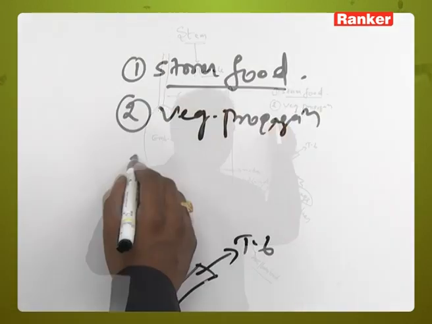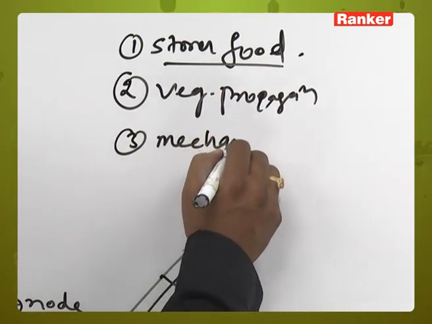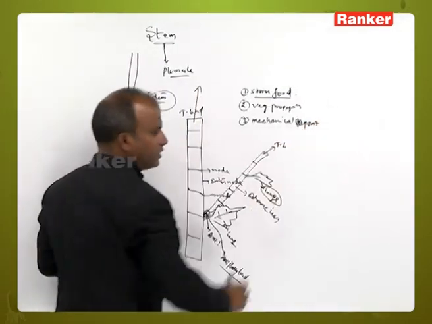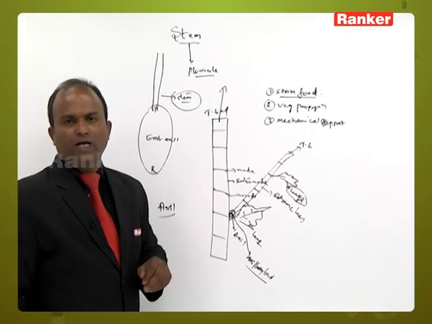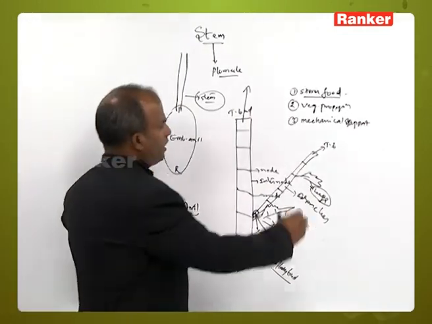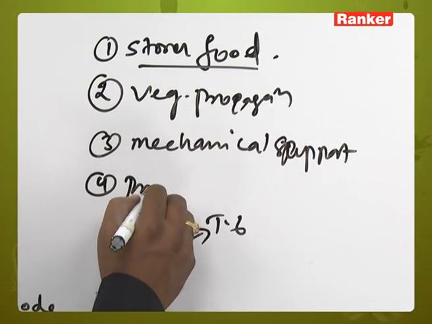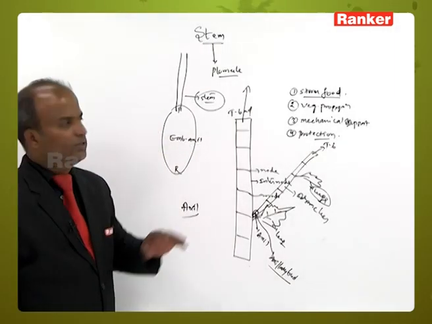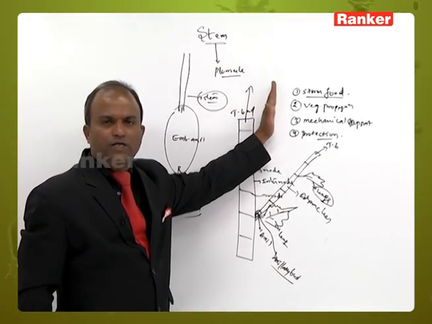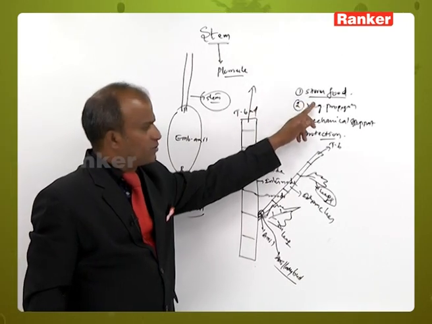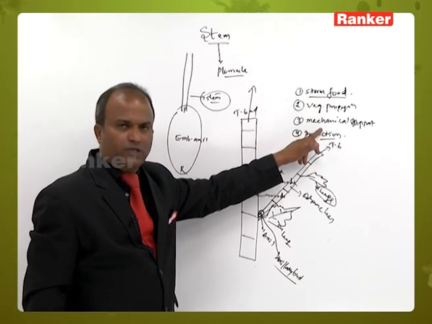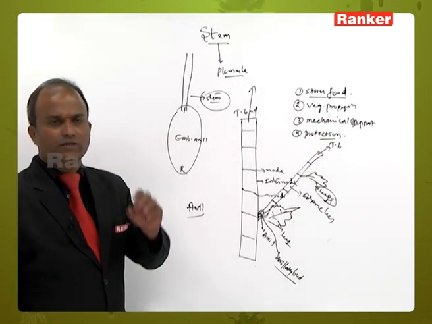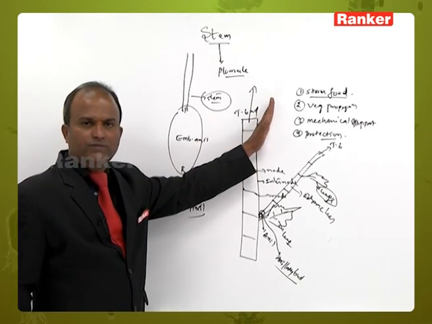And it also plays an important role in mechanical support. And it also plays an important role in protection. That means these are the important functions performed by the stem, that is, storage of reserve food materials, vegetative propagation, mechanical support, and protection. Is that clear? So these are the functions of the stem.